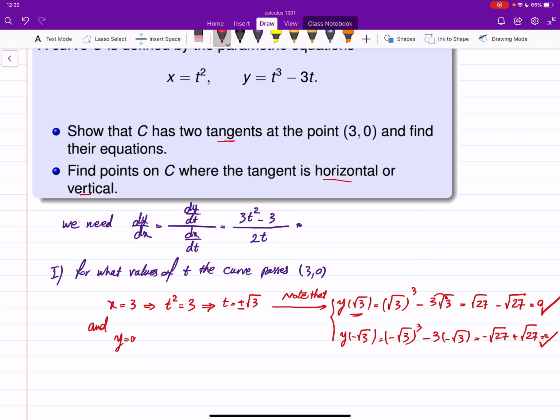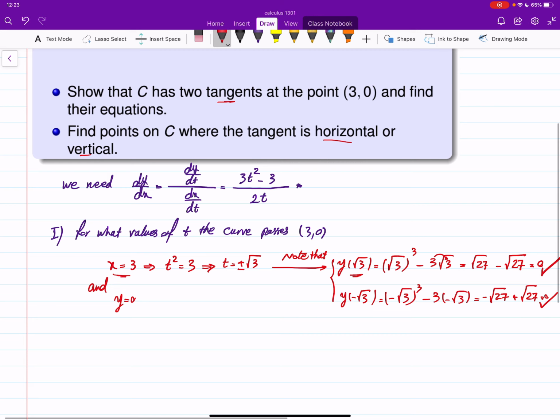Here, there's something important. If you set y equal to 0, other than root 3 and negative root 3, there is another solution, t equal to 0. But we are not interested in that because t equal to 0 doesn't make x 3. So that's why we will just ignore it.